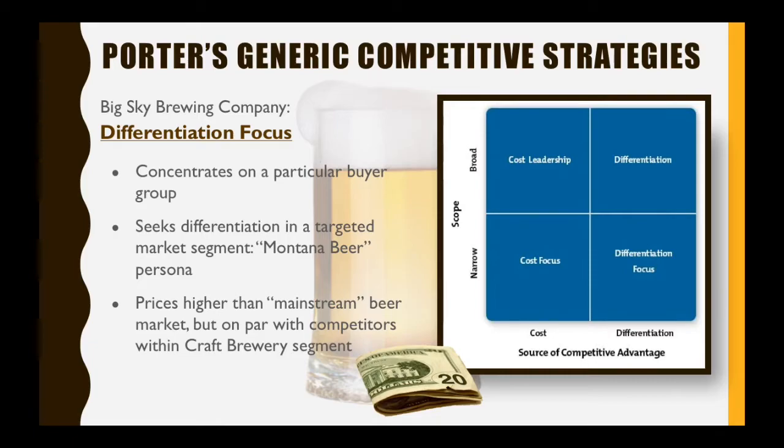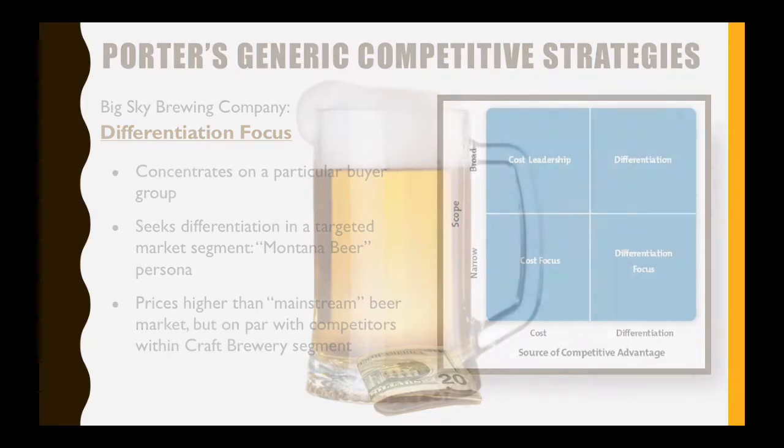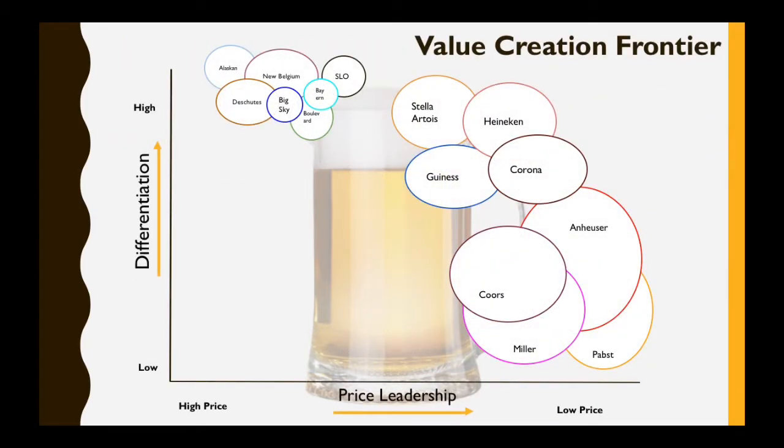And next, Jodi will be covering the value creation frontier. Next slide. Hello, so we have the value creation frontier plot in front of us. This is a graphical plot of companies in the beer industry. One end depicts high differentiation, and the other end shows low prices. Lower priced items have less differentiation, such as in the bottom right, where we have our four largest breweries in the United States: Anheuser, Miller, Coors, and Pabst.